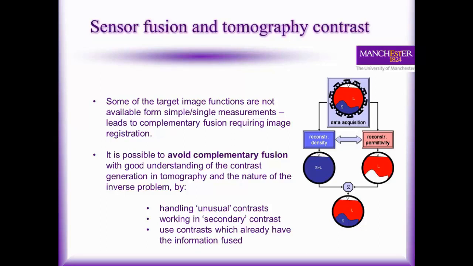It is possible, however, to avoid this complementary fusion with a good understanding of the contrast generation in tomography and the nature of the inverse problem. We can do that by handling the unusual contrast, for example, working in secondary contrast, which means that we reconstruct an image in one parameter, but then we recalculate the same image at a low level of error into another space, into another parameter. Or we can use contrasts which already have the information fused, and that is the interesting thing that I'm going to show in the end, because that is sensor fission, it's not sensor fusion.